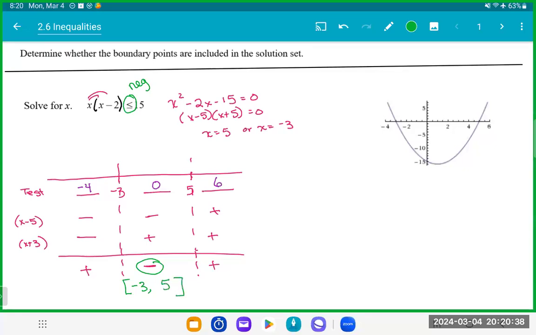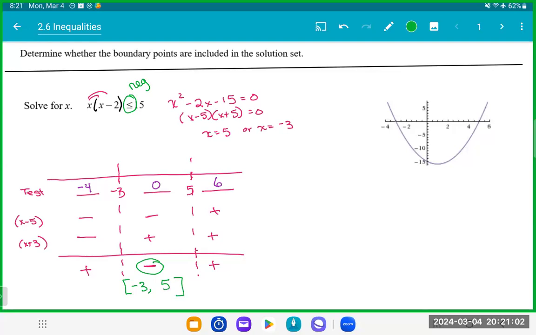I have brackets because I don't have a restriction. If this had been in a denominator, then I would have parentheses because the zeros would make me undefined. But here, there's nothing saying that I cannot have a 0 value. It's just asking on what interval is my graph negative.